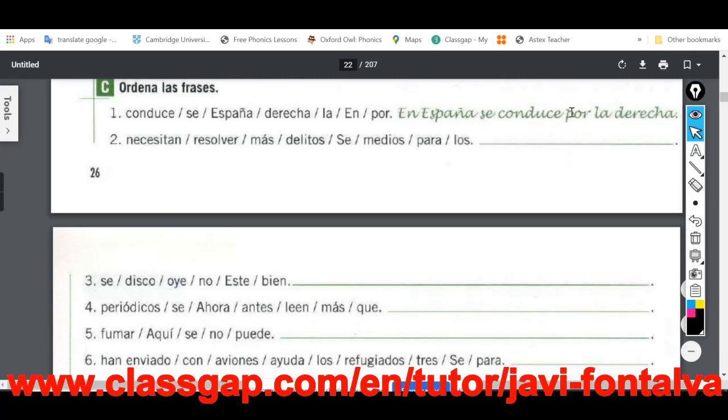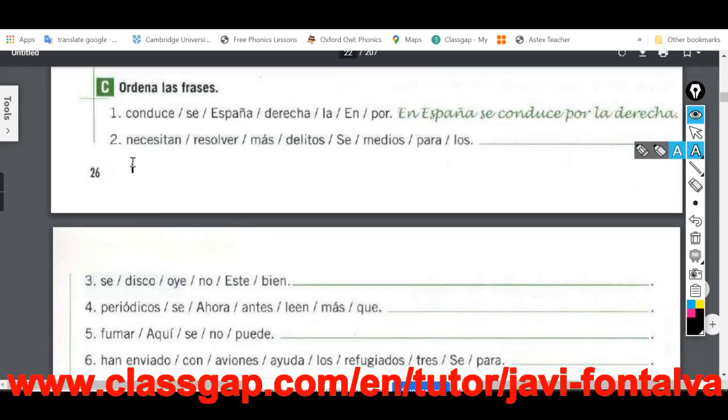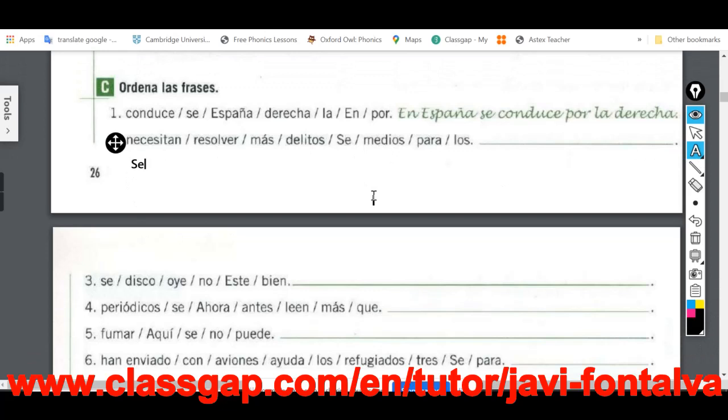So in España se conduce por la derecha. Ahí sí, ¿ya? Okay, so good. Okay, so here you have to rearrange the sentence. So, se necesitan más medios para resolver los delitos. So, more means are necessary in order to resolve crimes.